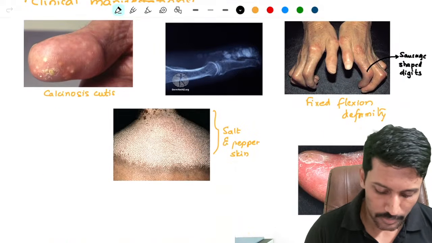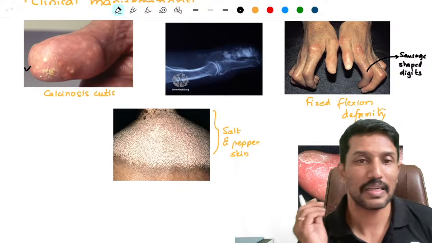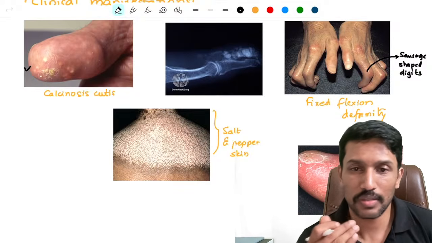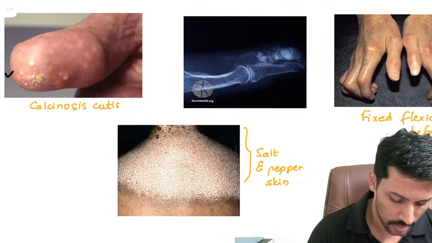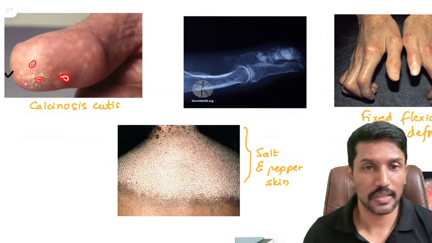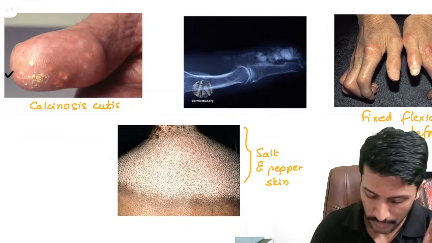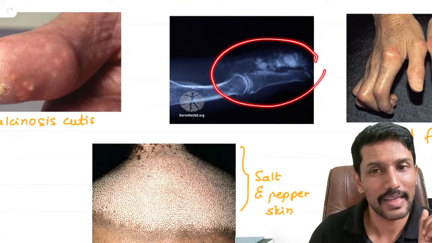We can get calcium deposition in the skin and soft tissues. We call it calcinosis cutis. Like you see in this picture, all these white spicules that you're seeing are calcium deposition in the skin, and that is also visible on the X-ray.